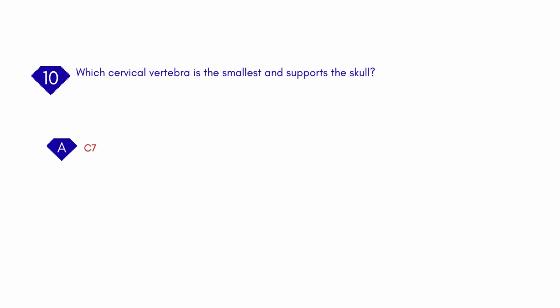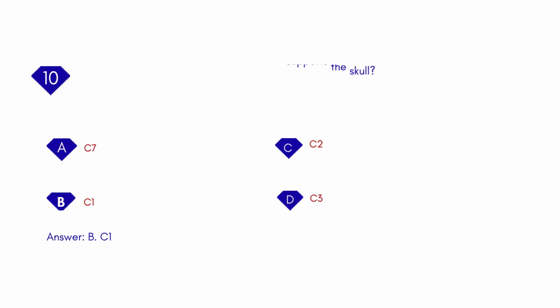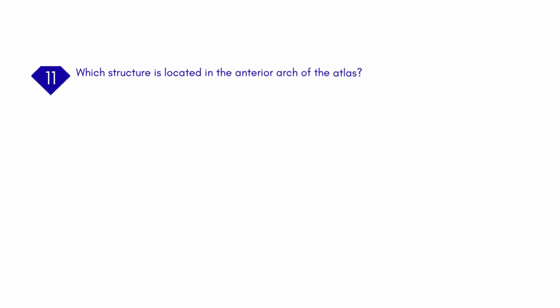A. C7. B. C1. C. C2. D. C3. Answer, B. C1. Which structure is located in the anterior arch of the atlas? A. Spinous process. B. Groove for vertebral artery.